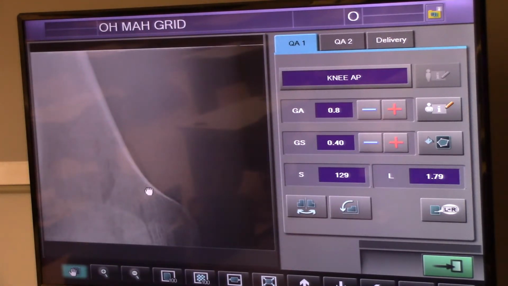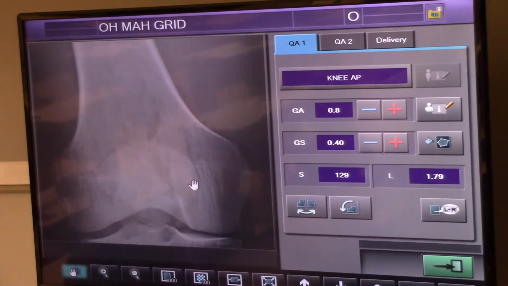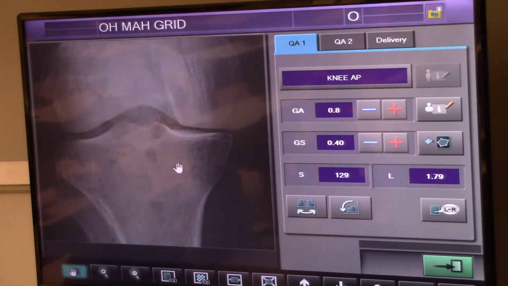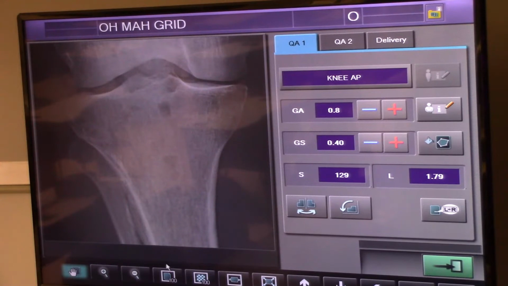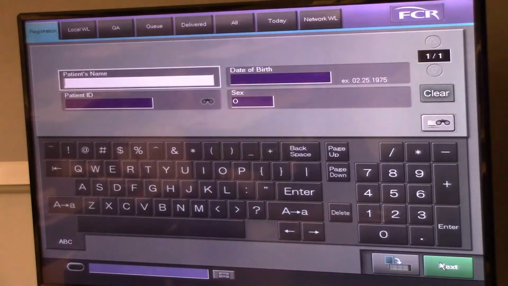Okay, so what does this look like? Does that look good? That looks good. I like this. I love it. I want some more of it. What was the S number on this?